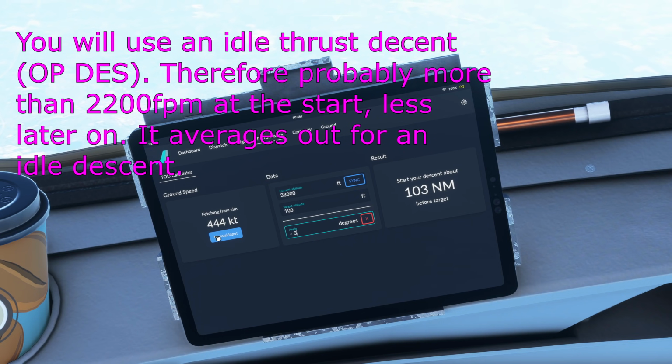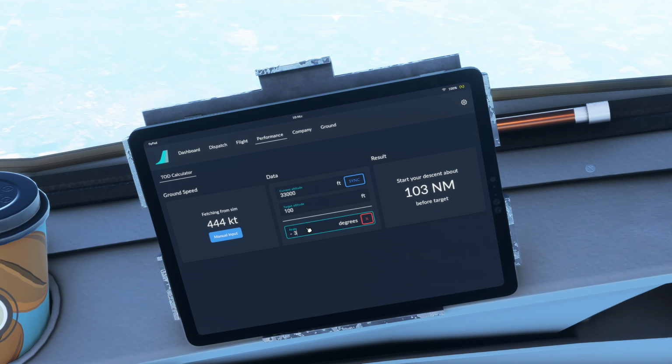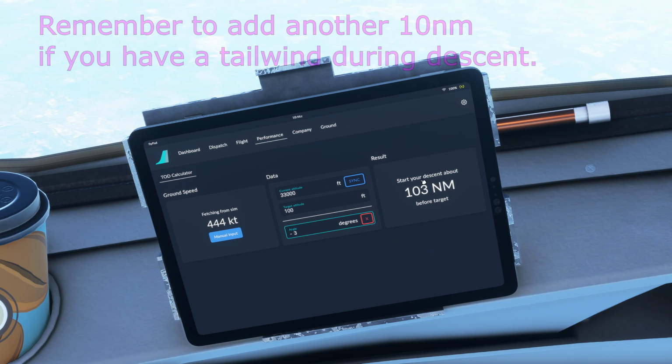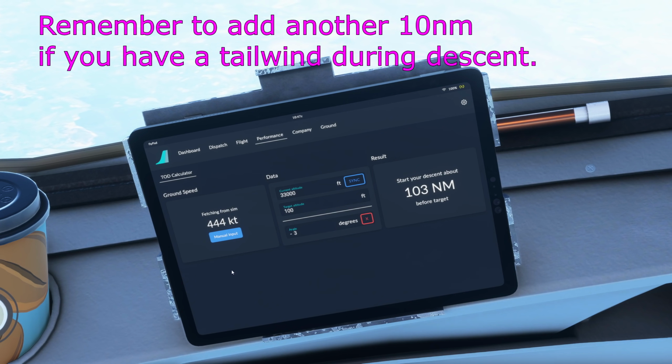So it averages out over the entire descent. So 3 degrees angle is just fine. Using this is just fine. One thing I will say is if there's a tailwind, maybe add a little bit more. So if we had a bit of extra ground speed, if we were going faster, you'd want to have slightly earlier. So I usually say if you have a tailwind, add another 10.